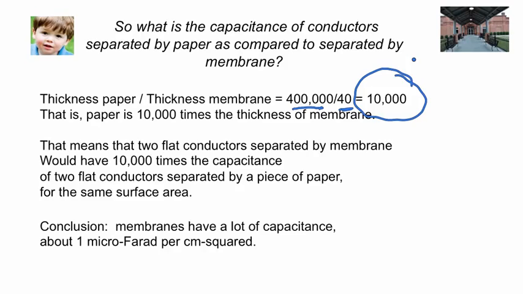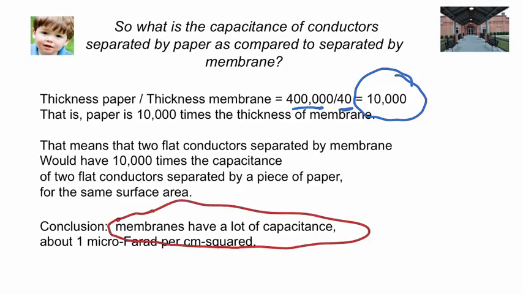Whether or not we've done the calculation exactly right, you get the point. It's thousands of times thicker to have a sheet of office paper than it is to have a sheet of membrane. Since the capacitance goes inversely with thickness, the thinner the membrane, the greater the capacitance, and the conclusion is membranes have a lot of capacitance. I don't bring that up just as a random thought. The fact they have a lot of capacitance means that they can store a lot of charge, and that's very important to their electrical function.